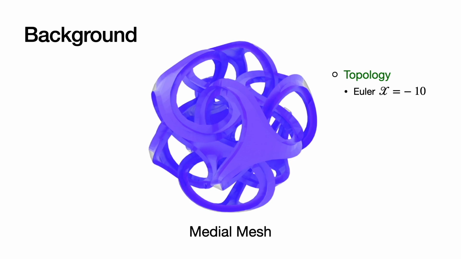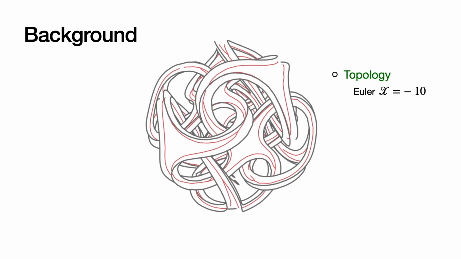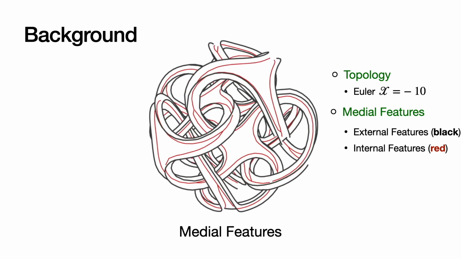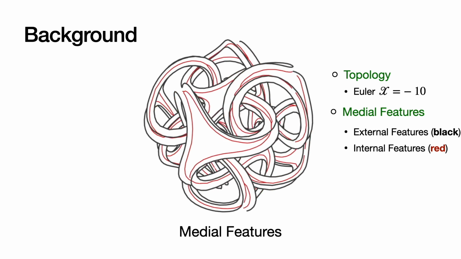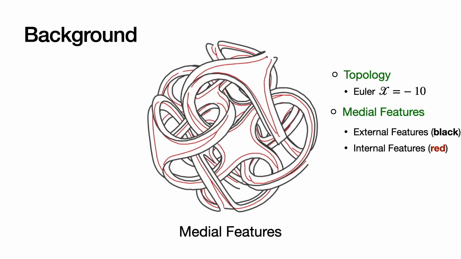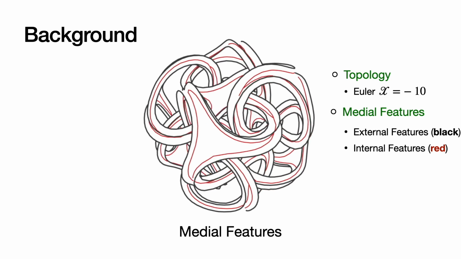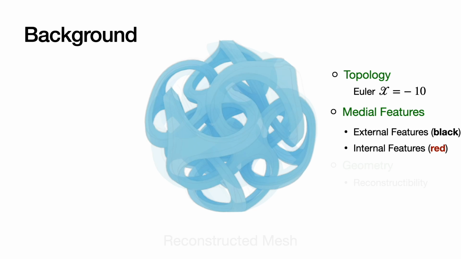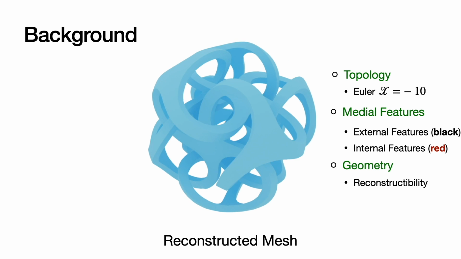The topology equivalence is indicated by the Euler characteristic. Medial features include both external features, such as convex sharp edges and corners, shown in black, and internal features, which represent the inner structure of the shape, shown in red. The reconstructibility indicates the geometric accuracy of the approximated medial axis.